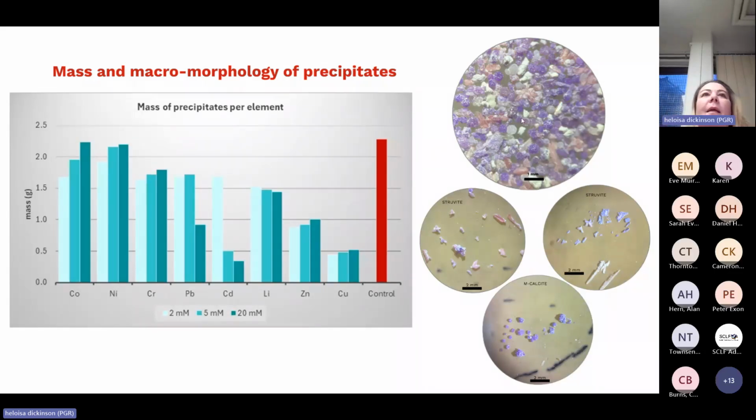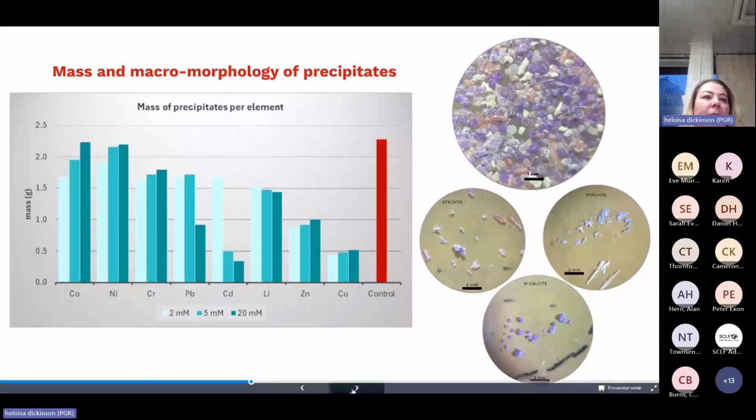So this is cobalt, the solution with cobalt, T3, the most concentrated one. When I saw these crystals for the first time, the colors, I knew straight away that we were having cationic substitution of cobalt by magnesium because of the colors that we got here. And I knew that we were also precipitating struvite because they had the characteristic habit morphology of the crystals here. So we were precipitating struvite and calcite as well.